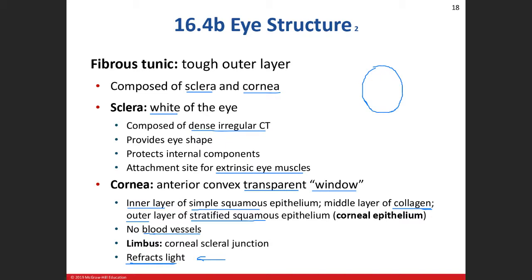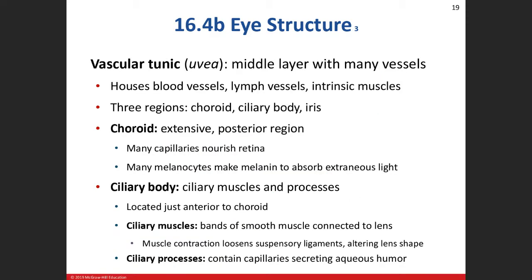All right, so let's talk about the middle layer, the second layer, which is called the vascular tunic, okay? And this is where we're going to see, all right, meaning, you know, vessel, right? So we're going to see, all right, not just the blood vessels, and I'm excited for you guys because next semester you get to talk about the lymphatic system, but it also has the lymph vessels.